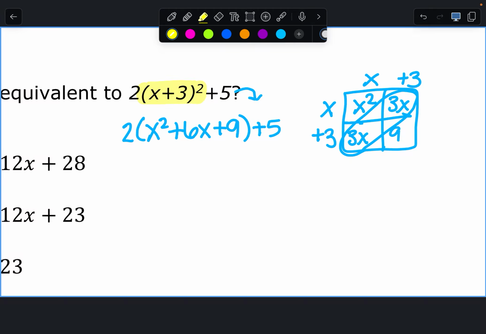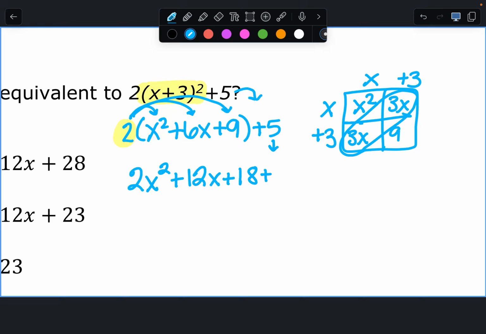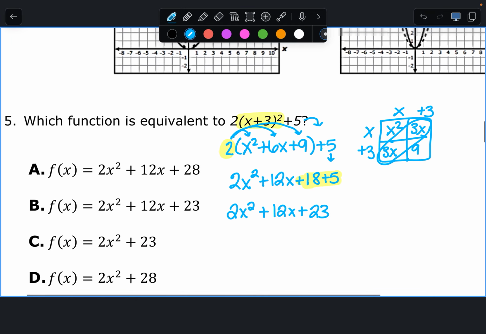Okay, so the next step is to distribute that 2. Distributing means to multiply. So 2 times x squared, 2 times 6x, and 2 times 9. But don't forget to bring down the 5. And then the last step is to combine the 18 and 5. So 2x squared plus 12x plus 23. So your answer is B. Don't just look for the 23. Compare everything. Don't rush it.